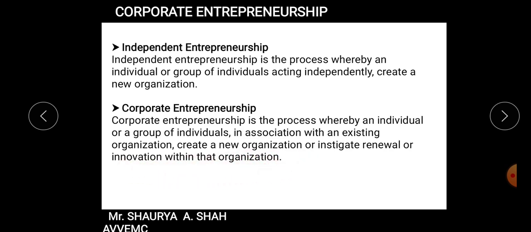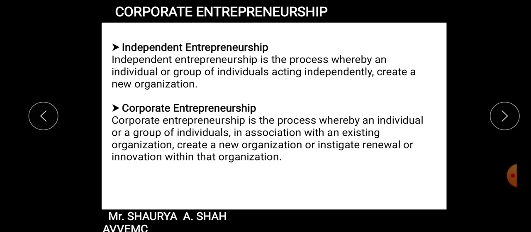organization only. Fine. So what is corporate entrepreneurship? It is the process whereby an individual or a group of individuals in association with an existing organization create a new organization or instigate renewal or innovation within that organization only. Right. Again, the new organization which is also formed is related to your old organization only.